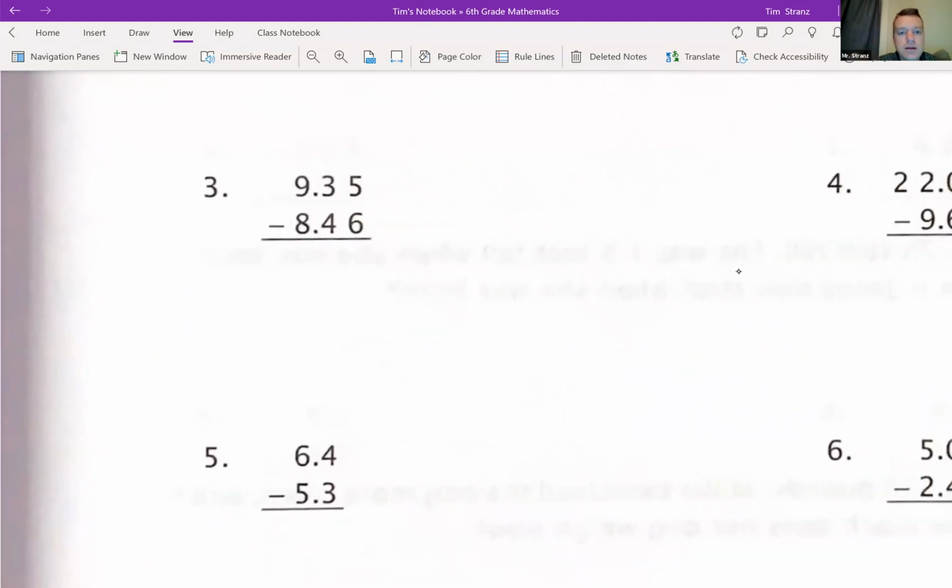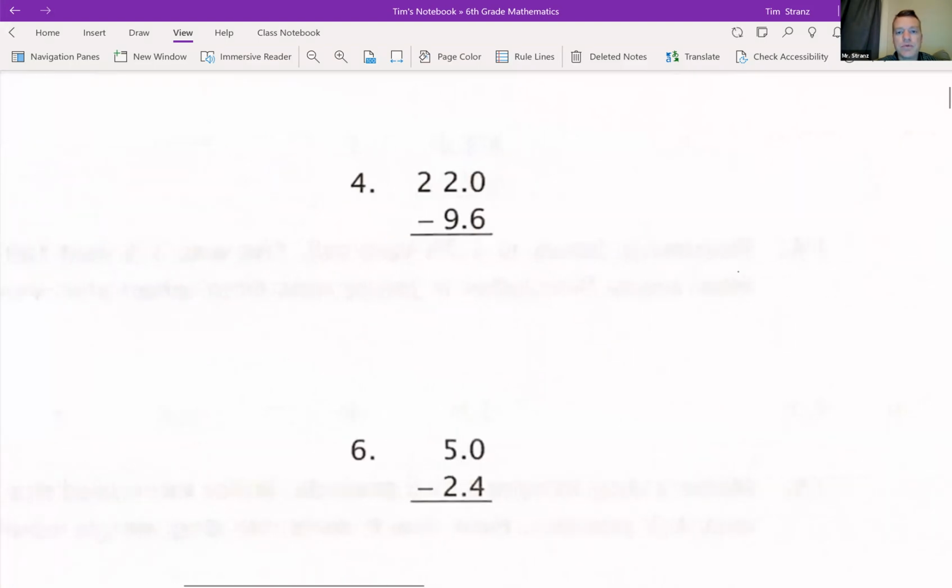Okay, number 3. I'm going to have to borrow 1 from that 3, make that a 2. 15 minus 6 is 9. Okay, 2 minus 4, can't do that, so I need to borrow 1 from the 9. That's going to become an 8. 12 minus 4 now is 8. And there's my decimal.